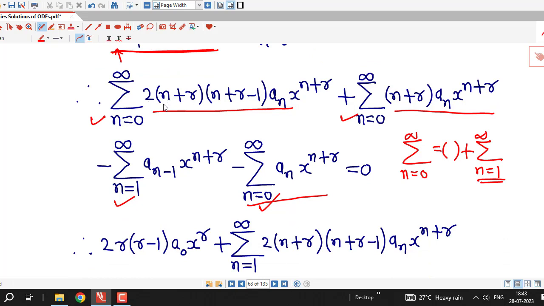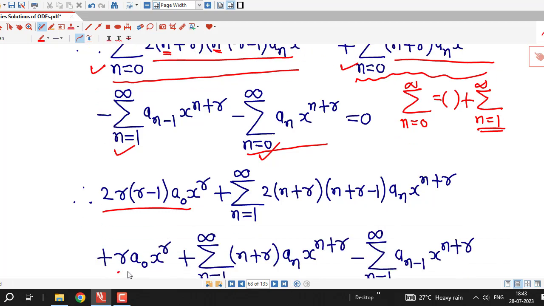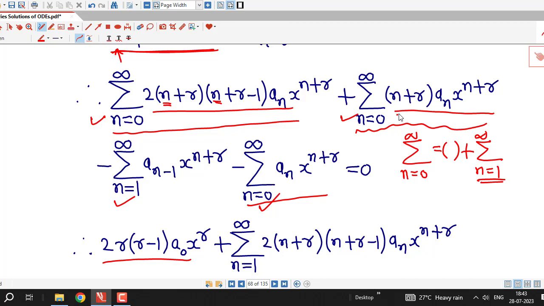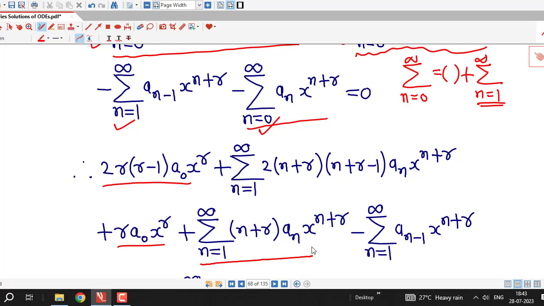If I take n equal to 0 here, I will have 2 into 0 plus r, that is 2r, and here n is 0, that is r minus 1, a0 x raised to 0 plus r, that is x raised to r, plus this quantity but from n equal to 1 to infinity. Same thing here, if I take n equal to 0, I will have r a0 x raised to r. So I have written here r a0 x raised to r plus this quantity as it is but from n equal to 1 to infinity.